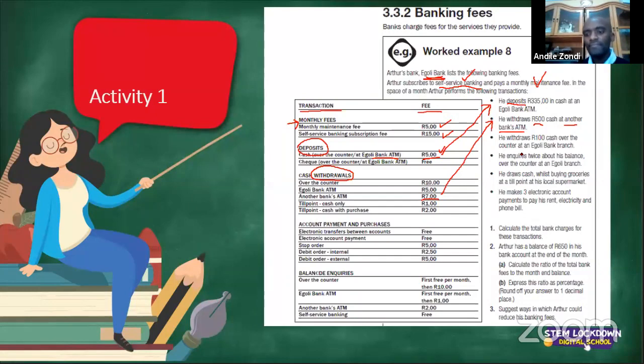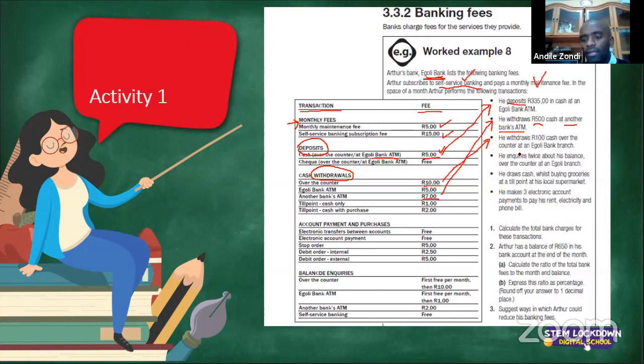Then it says he withdraws 100 cash over the counter at an Egoli bank branch. This is his bank's branch. So under withdrawals over the counter, you also pay 10 rands for this particular statement. Hopefully you guys can see what is happening here.